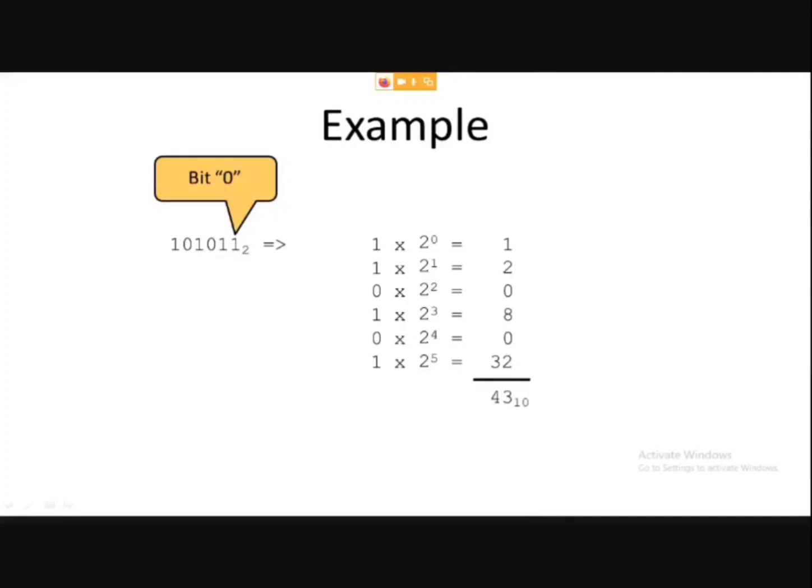So let's take an example. So this is an example in which we have to convert this binary number into a decimal number. So 101011 is a 6-bit binary number.